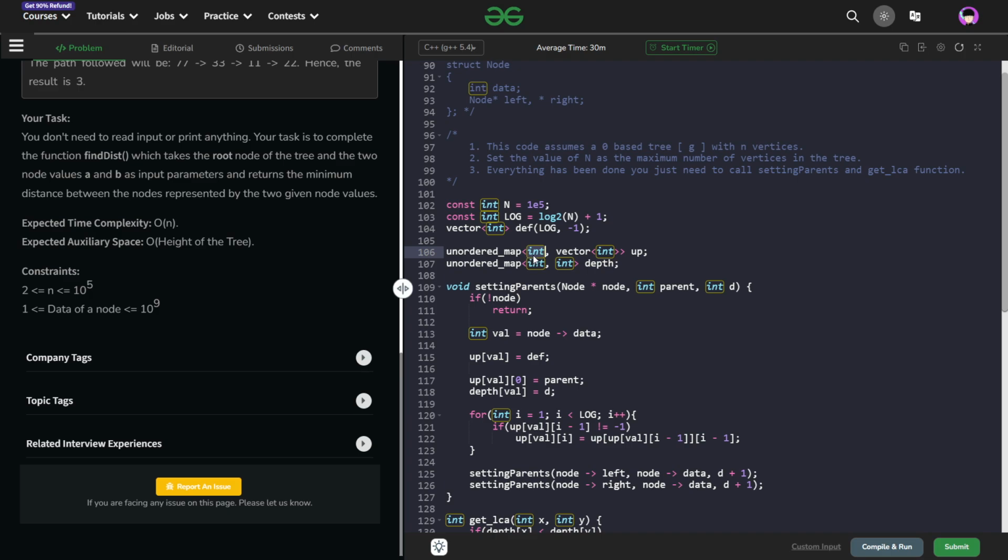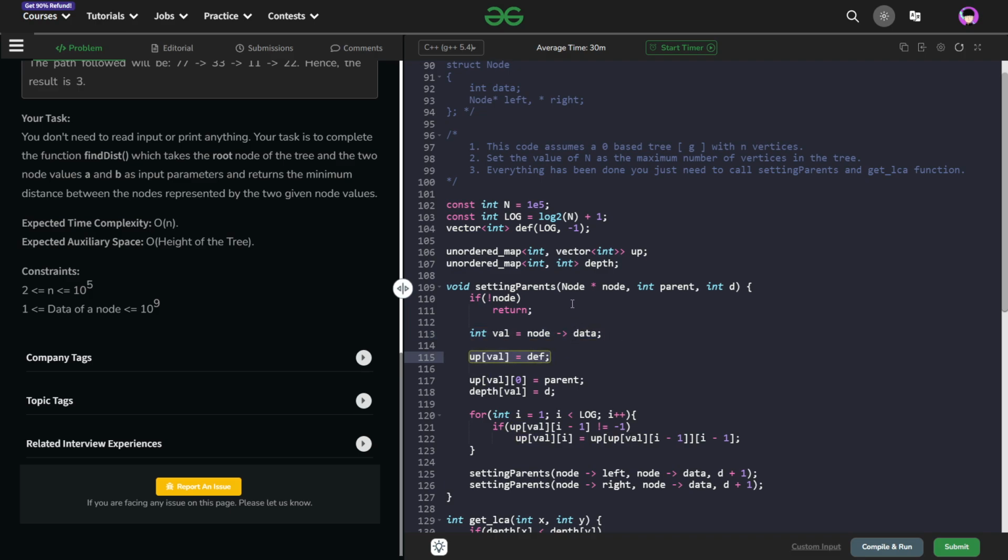So what I did was, instead of using a double dimensional vector, I am using a double dimensional map, right? And I've also created a default vector for each of these nodes, right? You'll see in a while what it does. So I'm just going to my setting parents function. If my node is null pointer, I'm just going to return. Otherwise, I'm going to take the value of the current node. Now up of value is default.